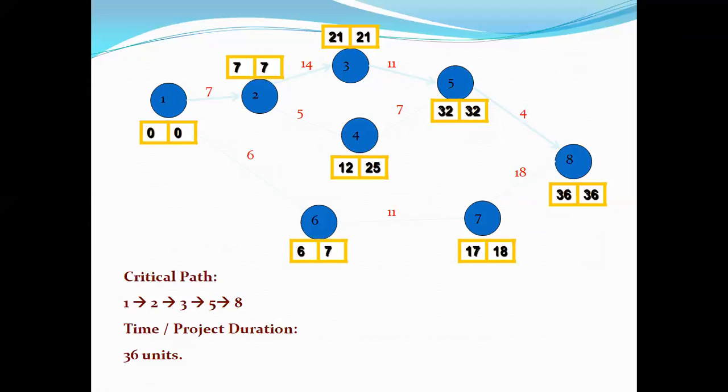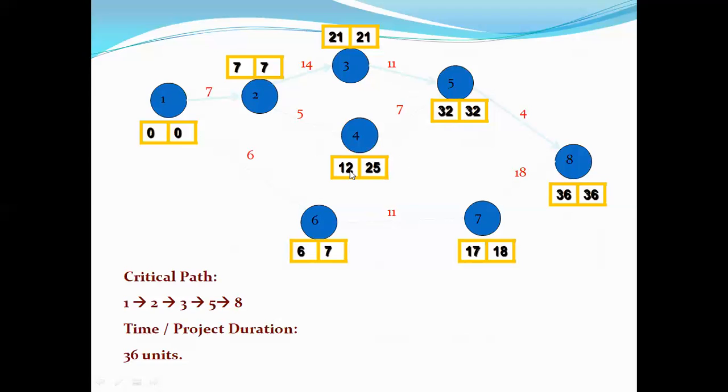Now how can we define the critical path? Just take the values of TE and TL and subtract them. If the difference is equal to 0, then this is a critical activity. So for each of these, TL minus TE is 0. So the critical path is 1 to 2, 2 to 3, 3 to 5, 5 to 8. So these are the critical activities. Except for these, all remaining activities are non-critical activities.